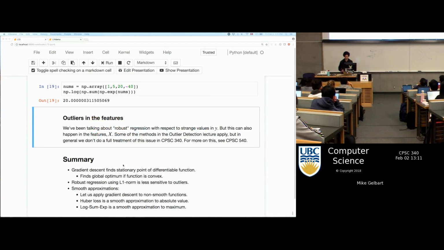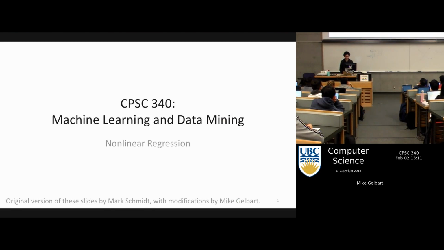Yeah, we have a lot of stuff to do today, so I'm going a bit faster than I like to. All right, on to today's topic, which is nonlinear regression.